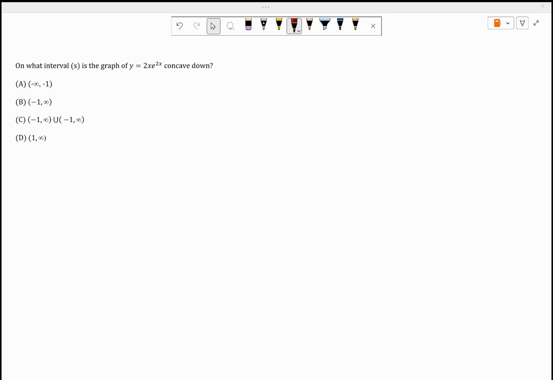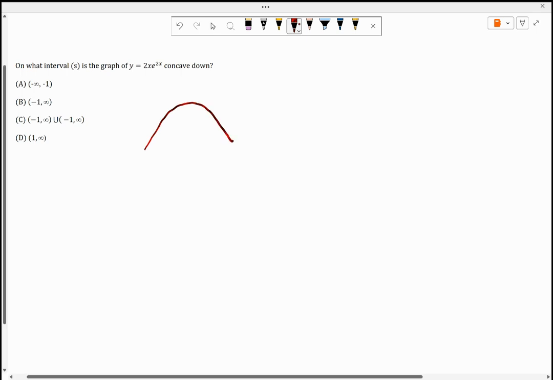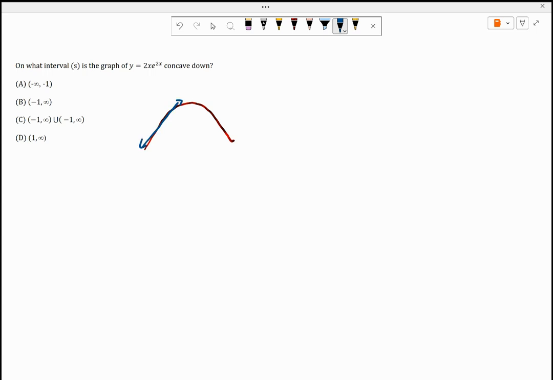Before we start finding the answer, we need to remember what it means for a graph to be concave down. At some point, the curve or graph of this function looks more or less like this. The slope of the tangent line, which is the first derivative of the function, is going from a positive value to 0 to a negative value. So here y prime would be less than 0.